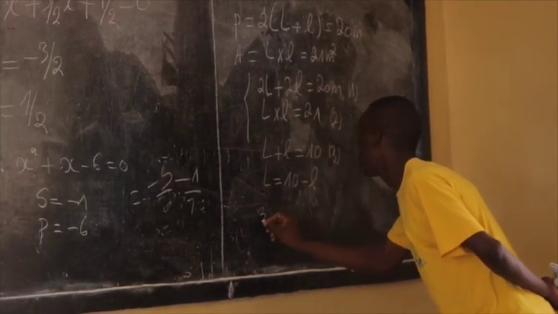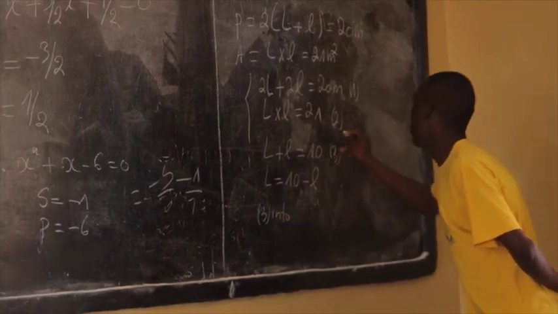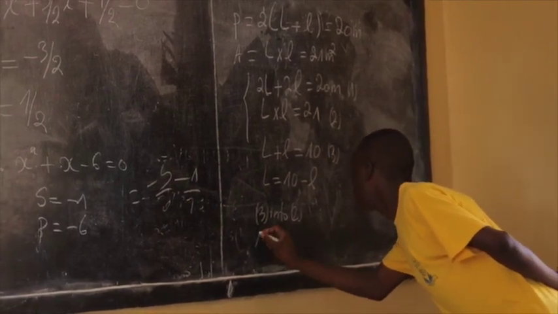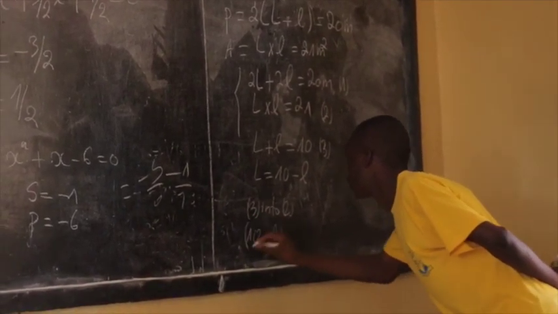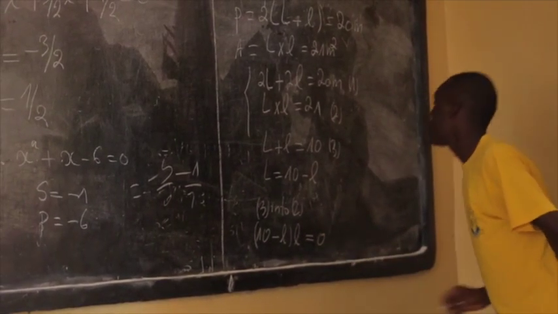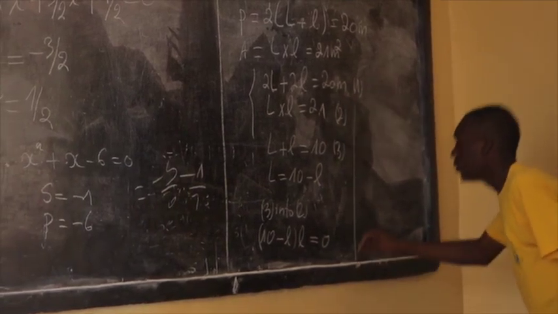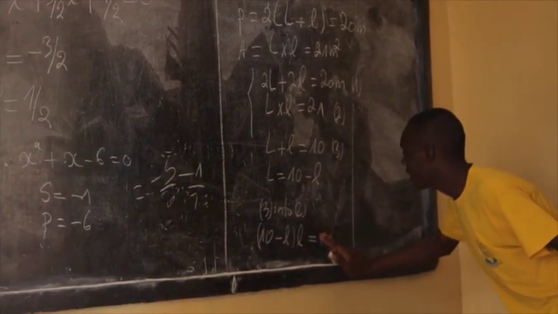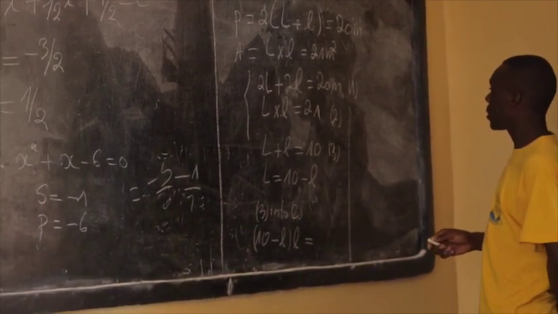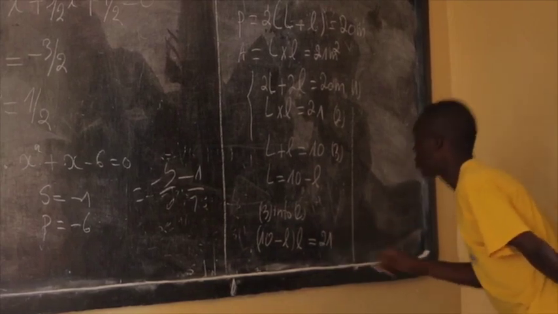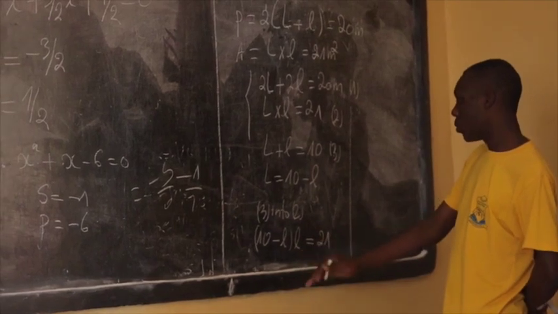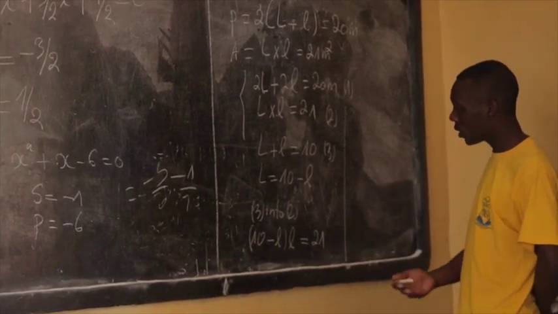Equation 3 into 2. So we have 10 minus length times width equals 0. No. If you want to tell him equals something, you must put up your hand. 21. So 10, we must remove this bracket to correct the equation.